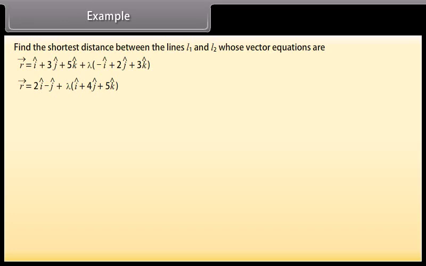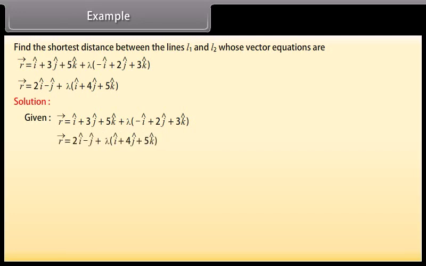Solution. Given vector r equals i cap plus 3 j cap plus 5 k cap plus lambda times (minus i cap plus 2 j cap plus 3 k cap), vector r equals 2 i cap minus j cap plus mu times (i cap plus 4 j cap plus 5 k cap).